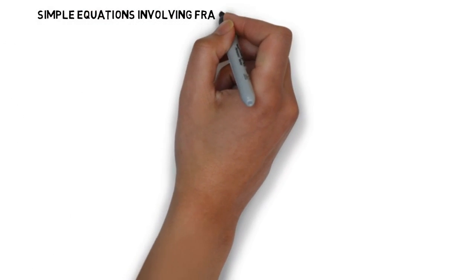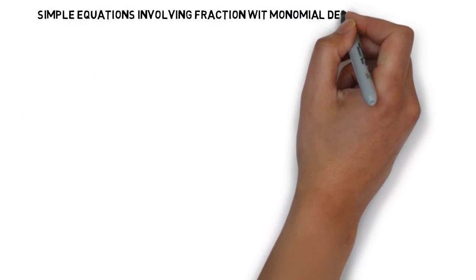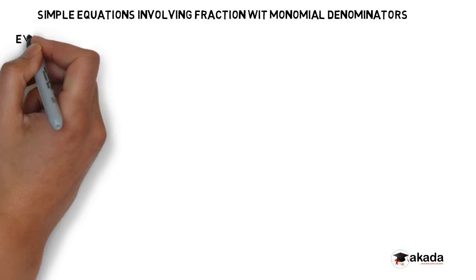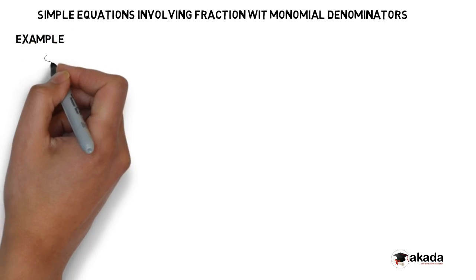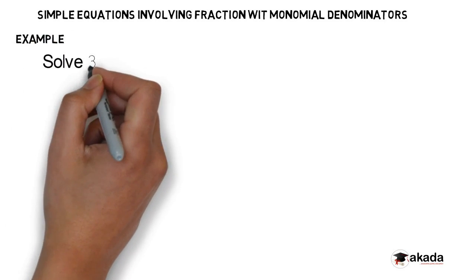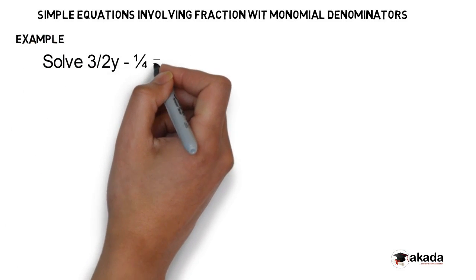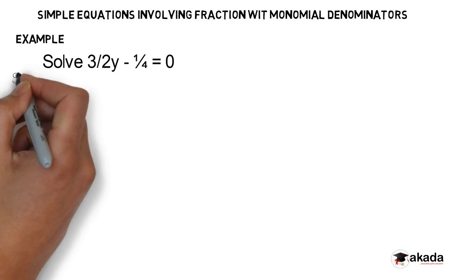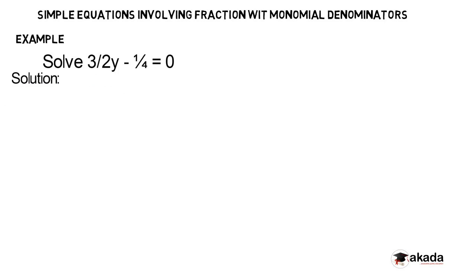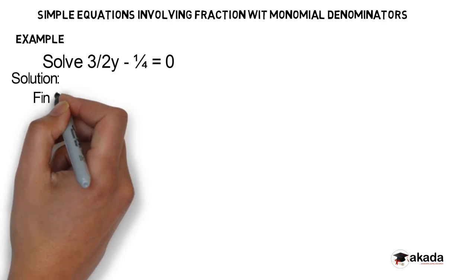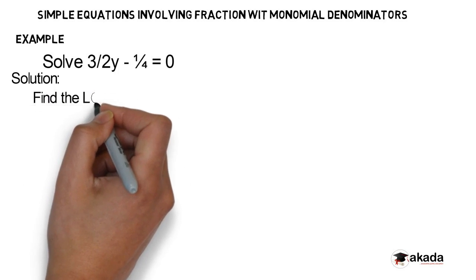Now let's look at some topics under this. So I'm going to be doing simple equations involving fractions with monomial denominators. Example: solve 3 over 2y minus 1 over 4 equals 0. Solution: how do we do this? We first find the LCM to clear the denominator. So we find the LCM of 2y and 4.